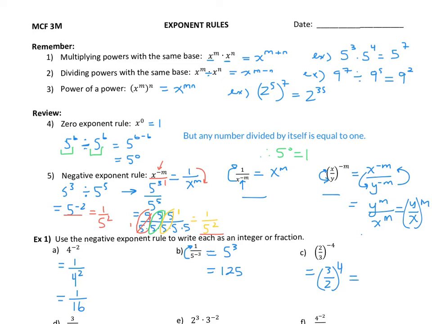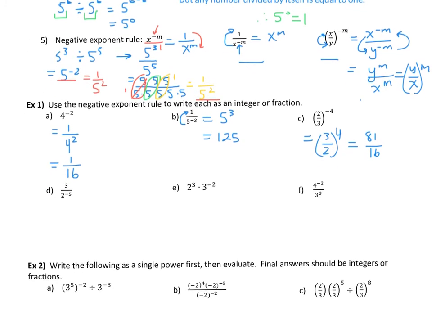So 3 times 3 times 3 times 3 is 81. 2 times 2 times 2 times 2 is 16. And that won't reduce because 3 and 2 are prime numbers. There's nothing to reduce there. All right, hopefully that's making sense so far.